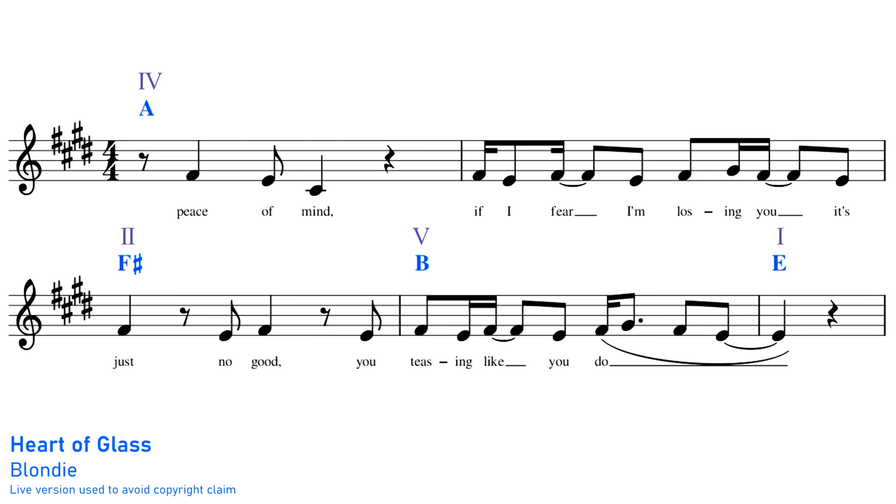Heart of Glass by Blondie is another example of a secondary dominant chord which omits the 7th degree. This F sharp chord at the end of the bridge is a secondary dominant, taking us to the 5th chord of the key, B.